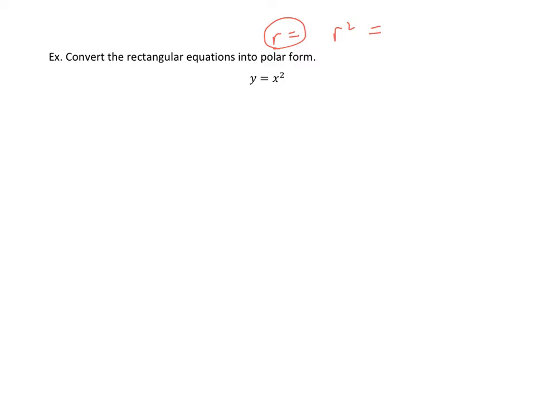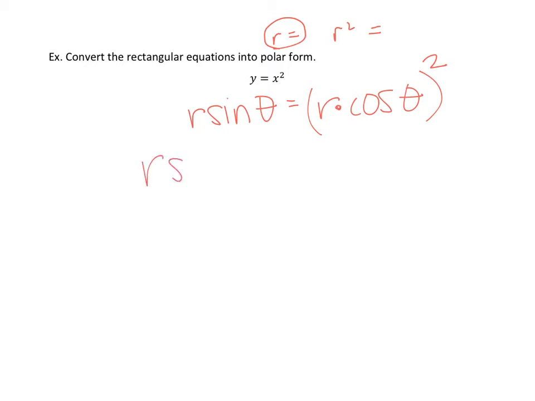Okay, so I've got to substitute. I know my y stood for r sine theta. My x stood for r cosine theta, and this is squared. I'm going to bring that square in. You can bring it in over multiplication, not addition or subtraction. So you take that r sine theta equals r squared times cosine squared theta.